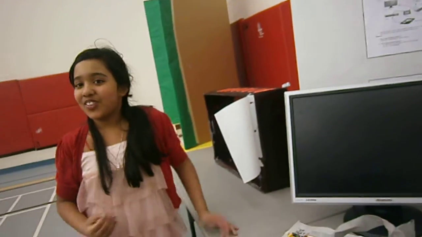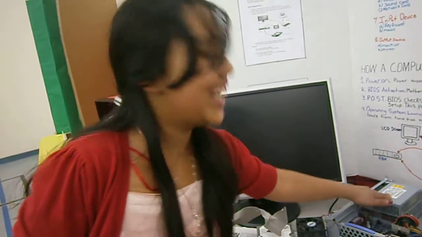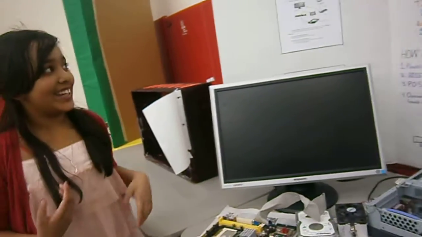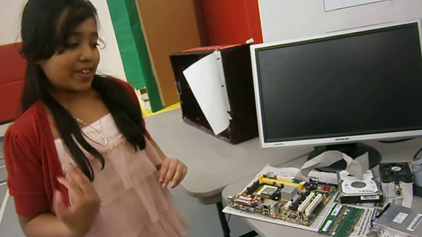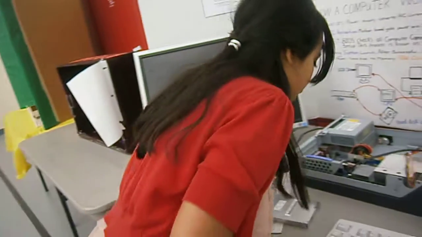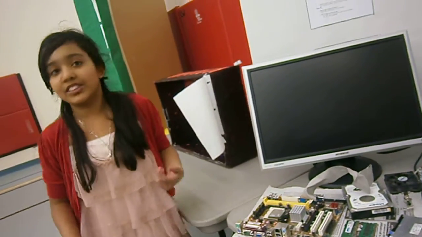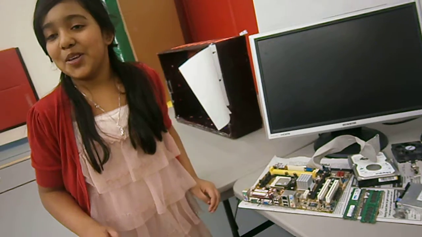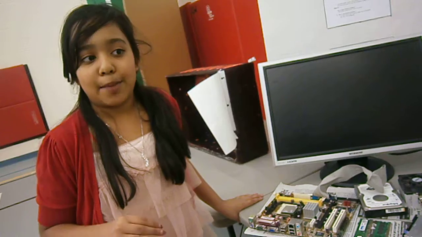Components of a computer. The first main component is the power supply. Right here is the power supply. The second is the motherboard, which is this. Inside the motherboard, there are three main things, which is ROM, which means read-only memory. The ROM is right here. And we also have CMOS, which is complementary metal oxide semiconductor. And we have circuits, which include capacitors, transistors, and registers.